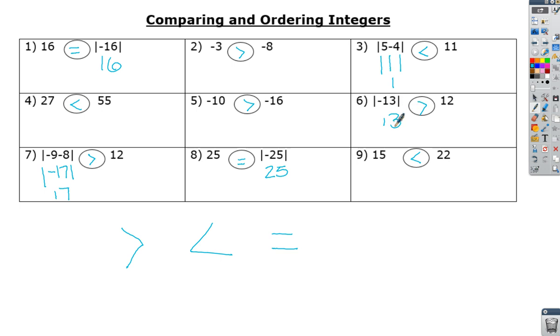So 13 is greater than 12. Number 7 is a little tricky. We have the absolute value of negative 9 minus 8. Negative 9 minus 8 is negative 17, and we need to take the absolute value of it to get 17. 17 is greater than 12. Number 8, we have 25, and the absolute value of 25, which is 25. So 25 is equal to 25. And then number 9, we have 15 is less than 22.